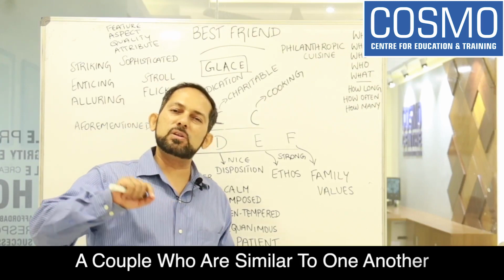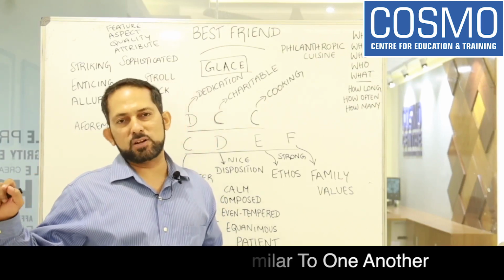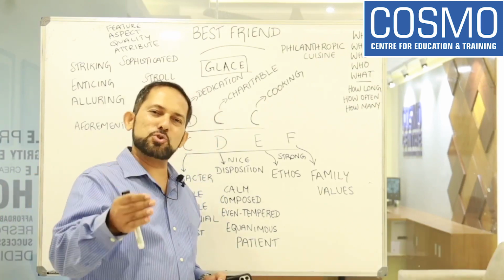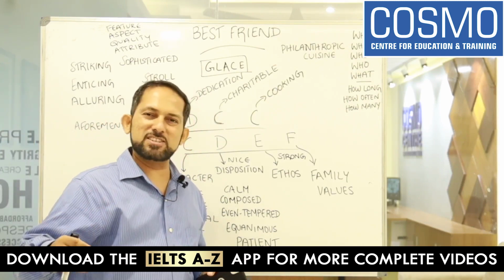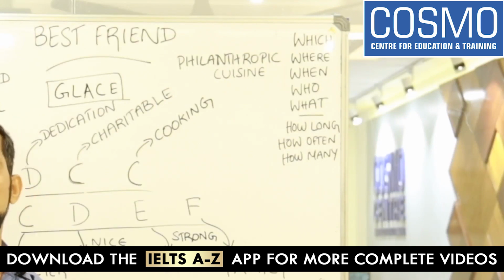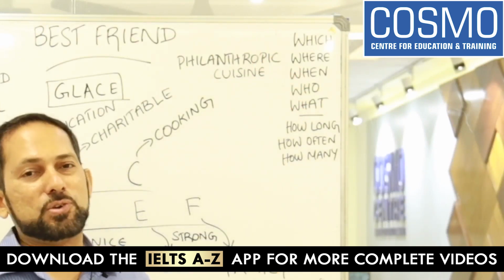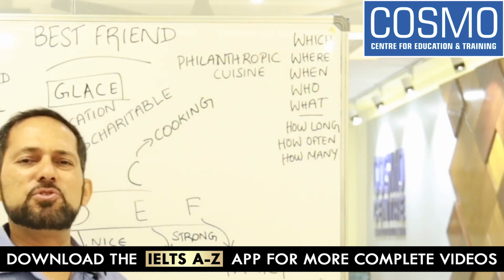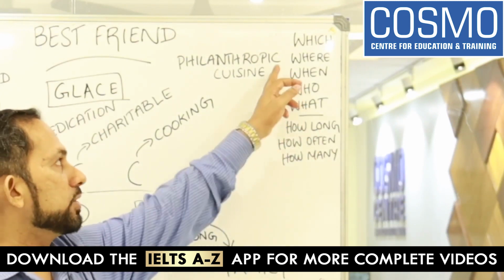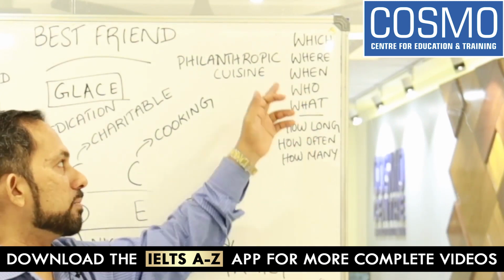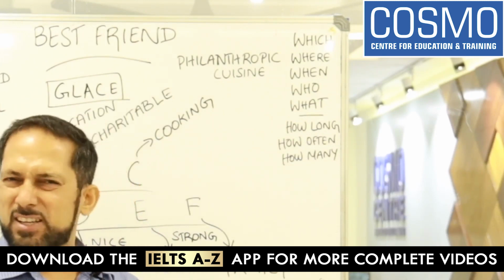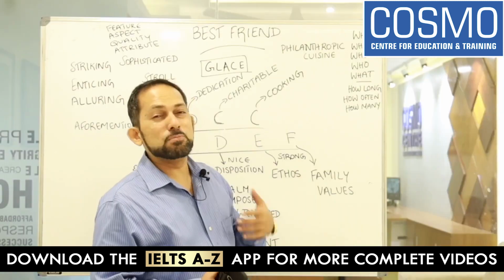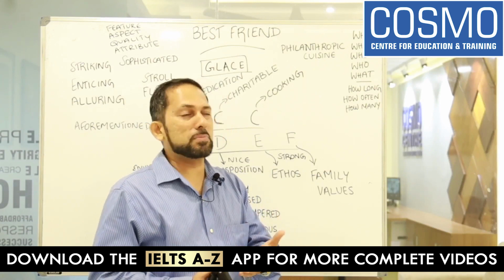A couple who are similar to one another. Yeah, you could talk about your best friend and his wife, or best friend and her husband. Where do they live? You could say they live opposite my home. When did they move in? About 15 years back. Just say something. Say they moved in about 15 years back.